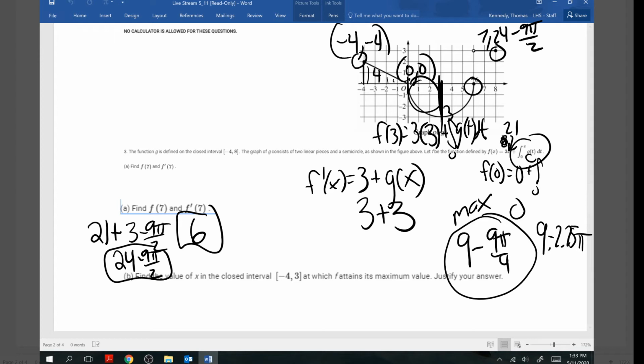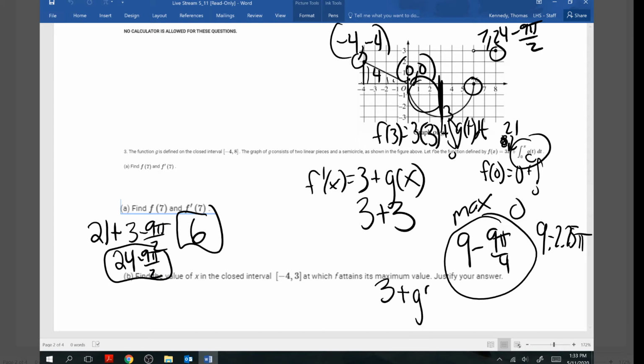Why would you test 0? It's not a critical point for f of x. You just test all of g's critical points. It's the safest play to make, because 3x doesn't have any critical points. So you should just test all of g's critical points there. That's the safe play. Otherwise, you have to take the derivative and set it equal to 0 and find the actual values for maxes and mins and that sort of garbage. So let's do that play.